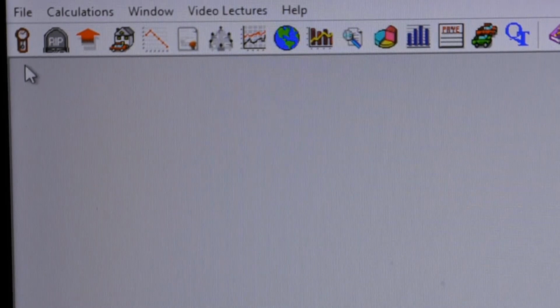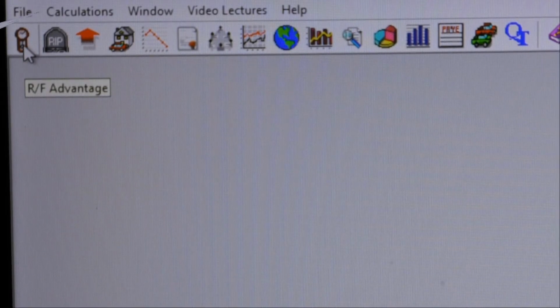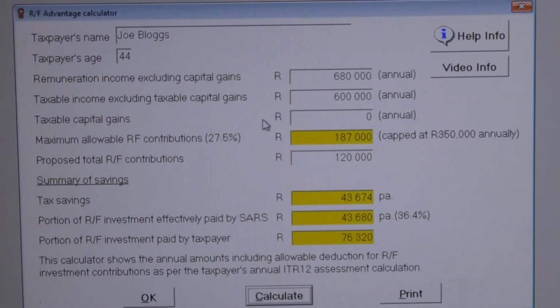Clicking on this first icon will open the RF Advantage calculator. This is the Retirement Fund Advantage calculator. As an example, our client earned a salary of 600,000 Rand and a travel allowance of 100,000 Rand. 80,000 Rand of the travel allowance is included as remuneration for pay-as-you-earn.